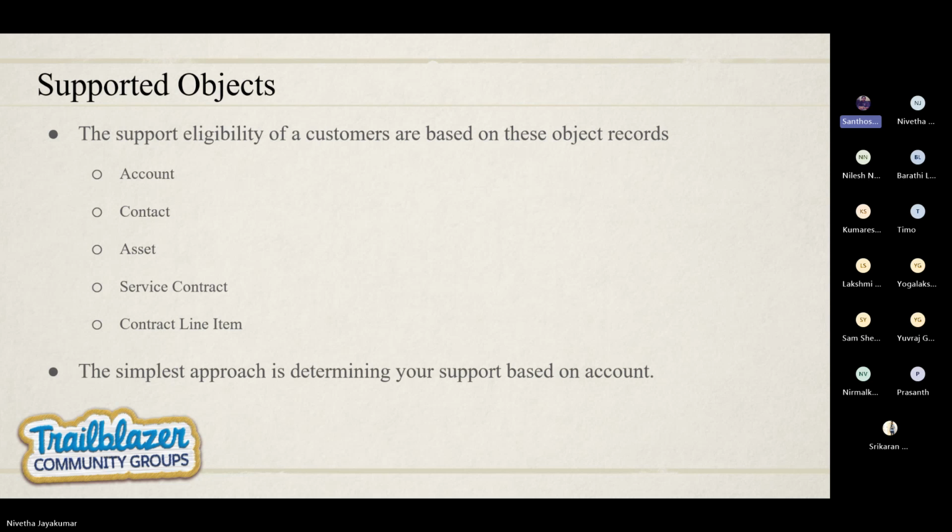If a customer is eligible for support based on asset, then the customer can gain support on the specific asset, that is the product they purchased. Next is service contract. The customer is eligible for support based on service contract, which means the agreement contract between the customer and the provider. So next is the contract line items. Here, the customer can gain support on the specific products covered as part of the service contract. Among these, the simplest approach is to determine the support eligibility based on account.